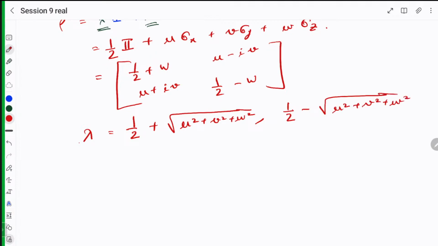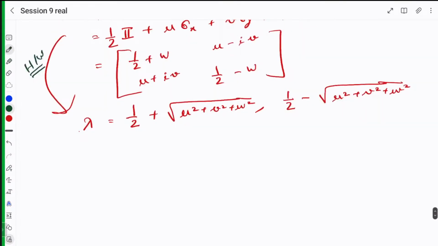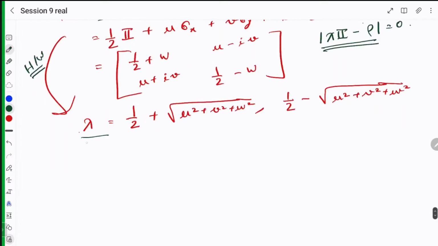How we are getting this is your homework. You can try to calculate this. It's not very difficult, it's quite straightforward. You just have to find the characteristic equation, so determinant of lambda I minus rho equal to 0, and from there it will be a quadratic equation. You just have to apply Sridharacharya's formula, or the quadratic formula, to get this.